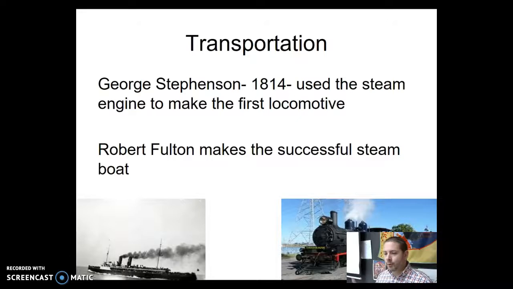Whether you're going on a boat up the Hudson River, it could take days because you're going against the current, so it would take a long time, or by horse and carriage, it could take multiple days. So the invention of the steamboat is really significant there as well.